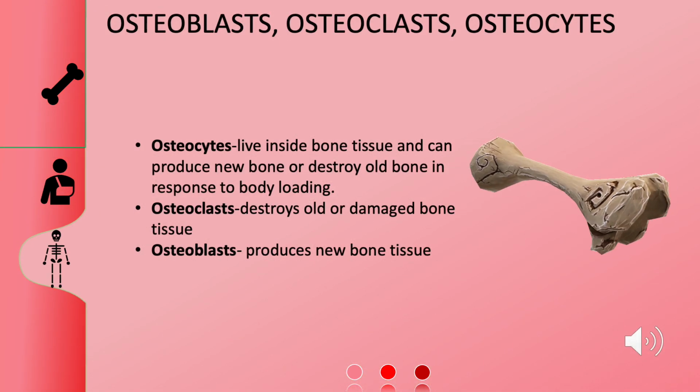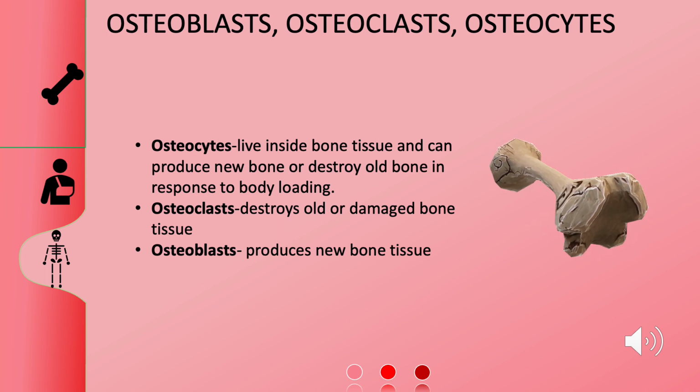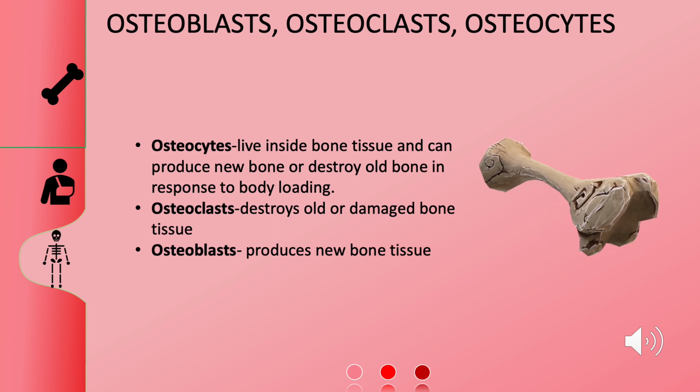Osteocytes are involved in the remodeling process of your bone. They live inside bone tissue and can produce new bone or destroy old bone in response to body loading, like carrying extra weight. Osteoclasts utilize an enzyme to break down or destroy old or damaged bone tissue so that osteoblasts will come and repair the damaged bone tissue to produce new bone tissue. Exercise helps stimulate bone strength because of bone remodeling, constantly breaking down and repairing new bones.